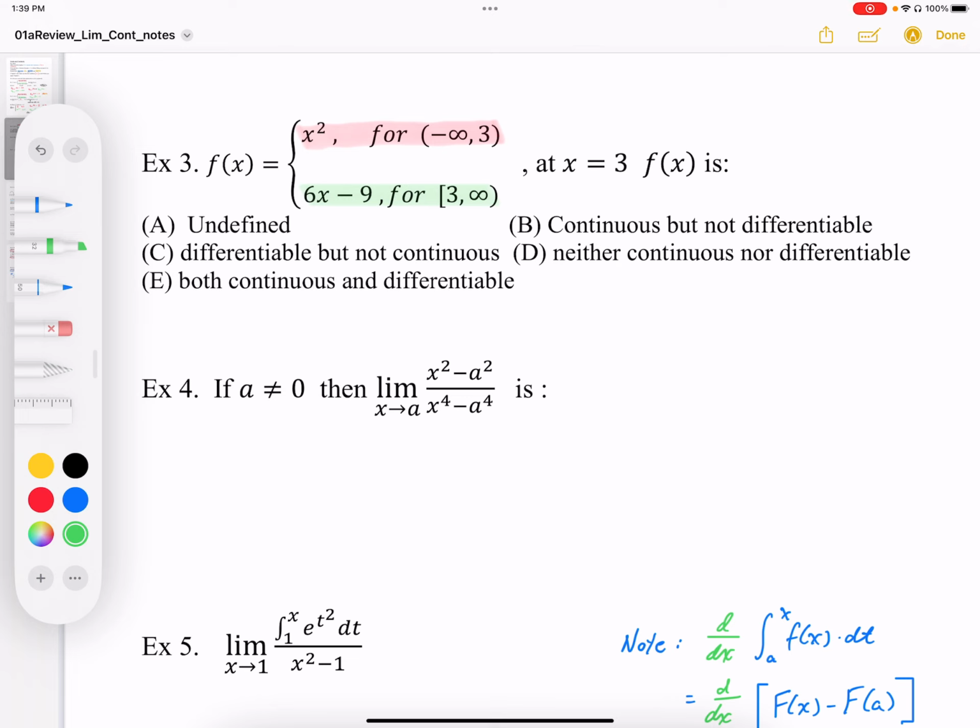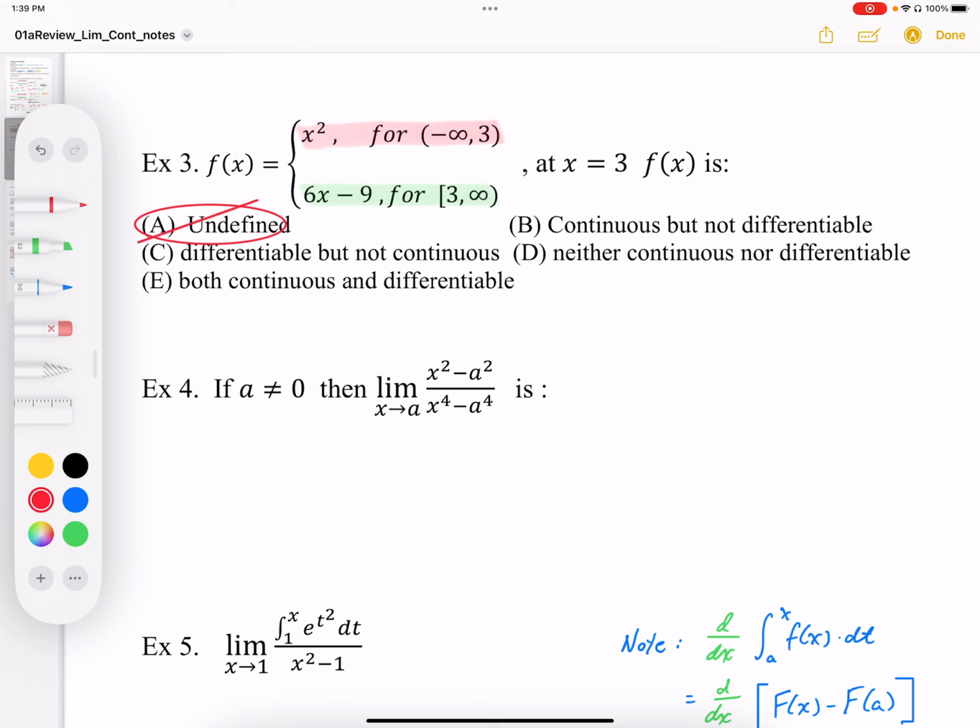Okay, so what we want to do first of all is check for continuity and check to see if it's defined. Well, in this case, it is defined because it does include the boundary 3 on the 6x minus 9. So that's okay, it is defined. So I'm just going to get rid of that one to start.